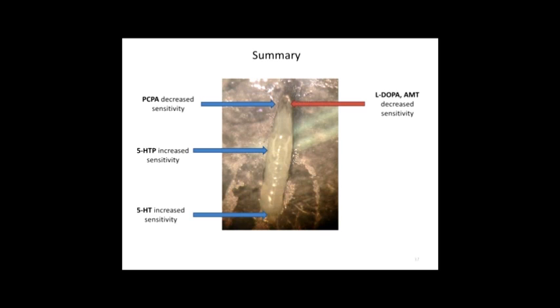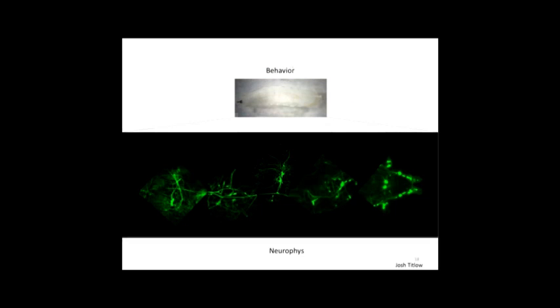In the dopamine experiments, L-DOPA, the precursor, and AMT, the inhibitor, both decreased sensitivity in the head. They both decreased sensitivity in the abdomen, while dopamine itself increased sensitivity in the abdomen. Dopamine also increased sensitivity in the tail.